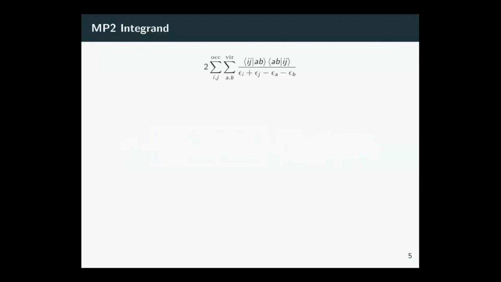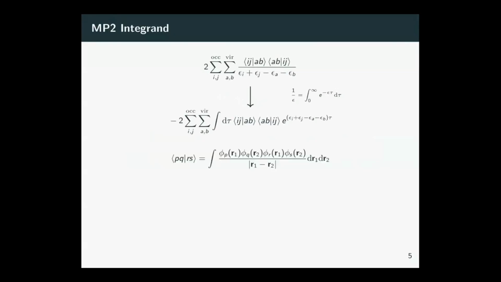The first step in this derivation is to switch to the Laplace transform formalism of Almlöf. In this formalism, we rewrite the energy denominator as an integral over an exponential function, and that gives us this expression for the direct term. Next, we expose all of the integrals in the two electron integrals, and at this point we do have a satisfactory form for f, however it's computationally expensive to evaluate.